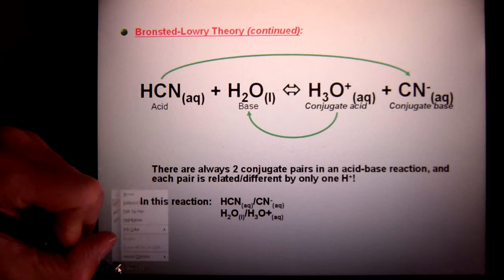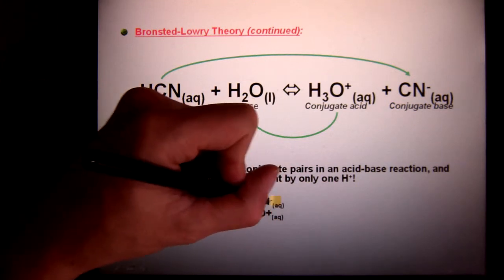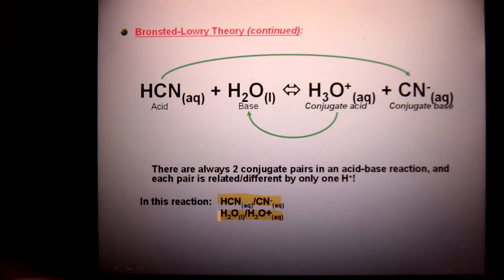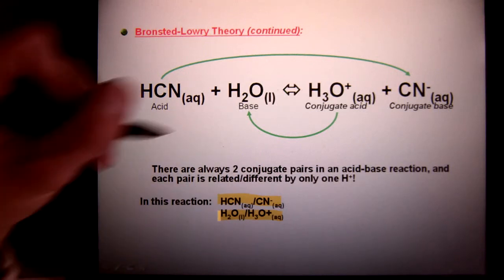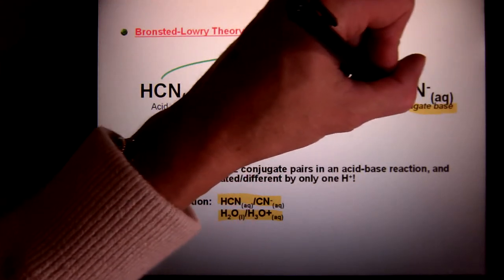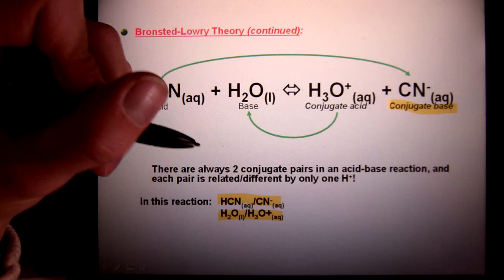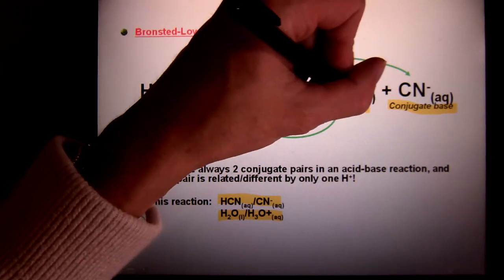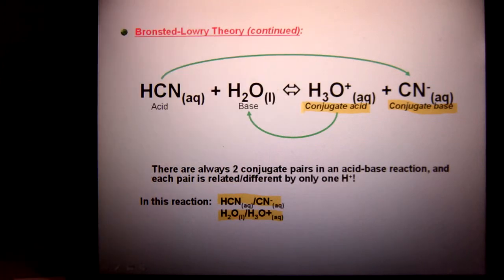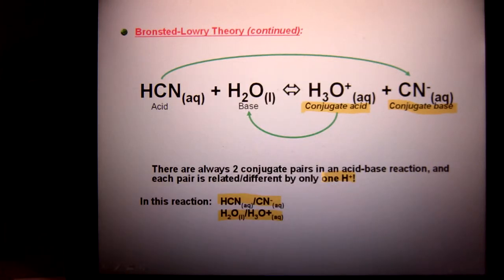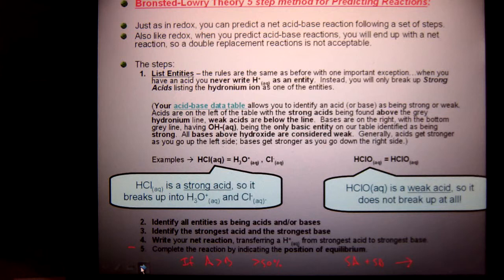The two pairs involved, so you have HCN, CN minus, H2O and H3O plus, those are called conjugates. And you see up here, HCN, the acid, turns into the conjugate base CN minus, or cyanide. Whereas water, the base, turns into hydronium, the conjugate acid. Okay, each conjugate acid base pair differs by just one hydrogen.